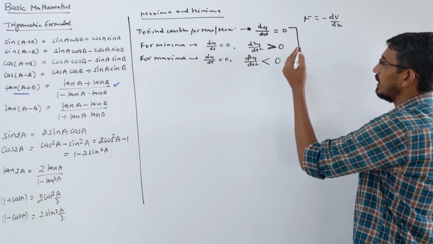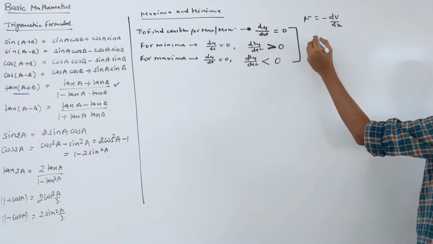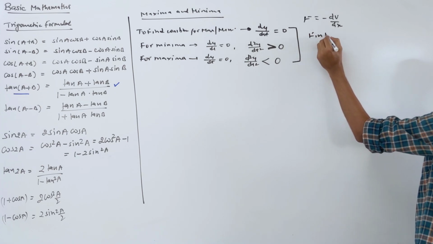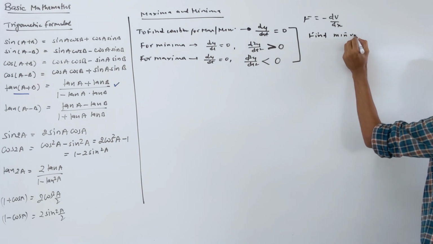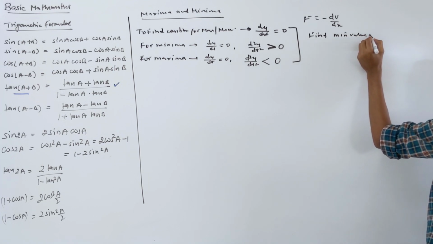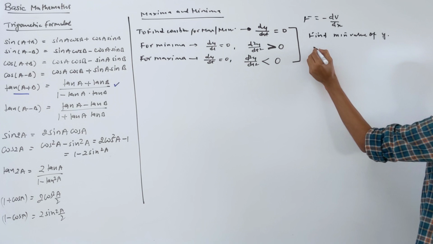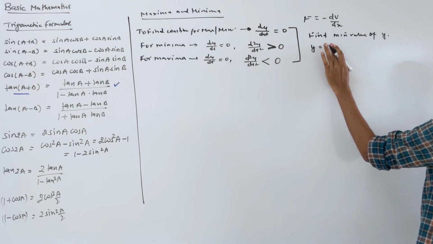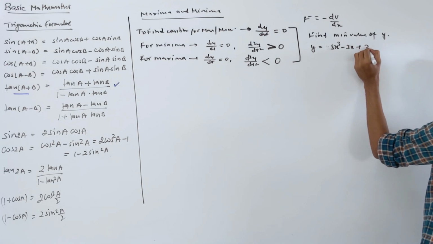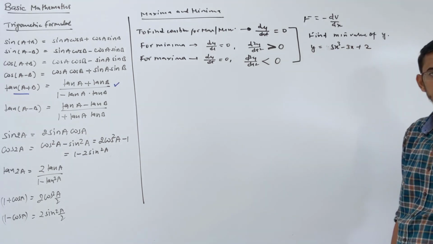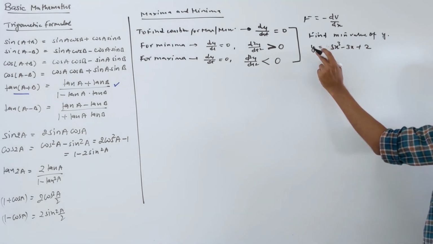If you need an example, let's discuss an example. Suppose I write an equation: find the minimum value of y, and y is given by some formula. Let's say I write 5x cube minus 3x plus 2. Some formula is given like this. We have to find what's the minimum value of y.